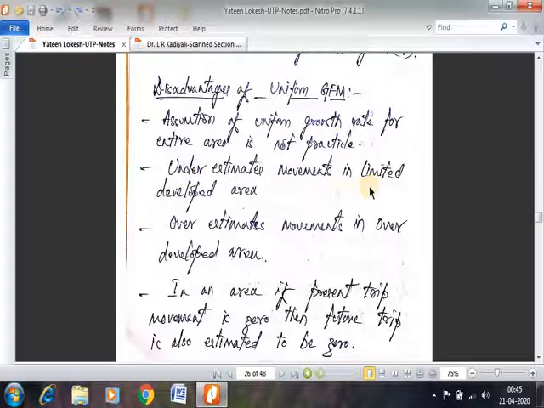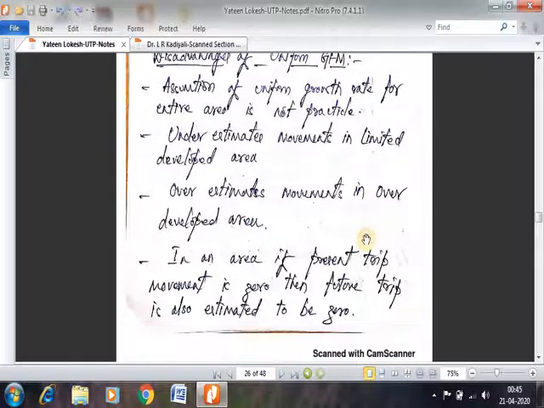Also, it underestimates the movement in limited developed areas. So in case there is an area which has a very small number of trips getting generated in the present state, using this method it predicts that in future also it will have few trips getting generated, and accordingly the distribution gets affected. Or on the other hand, it sometimes overestimates the movement in overdeveloped areas, which again is not practically possible.